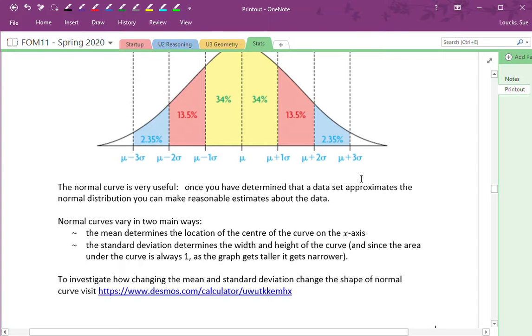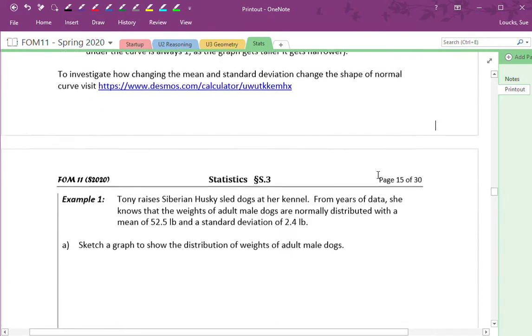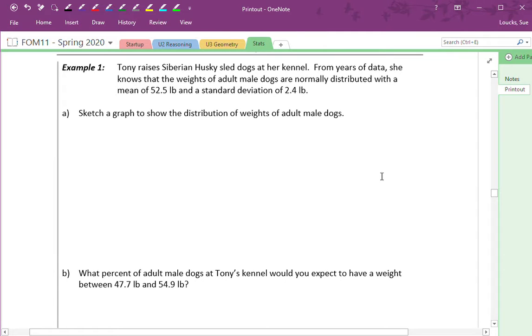All right, we're back at the notes. We are going to do an example. Tony raises Siberian Husky sled dogs at her kennel. From years of data, she knows that the weights of adult male dogs are normally distributed with a mean of 52.5 pounds and a standard deviation of 2.4 pounds. So let's just label those right now.